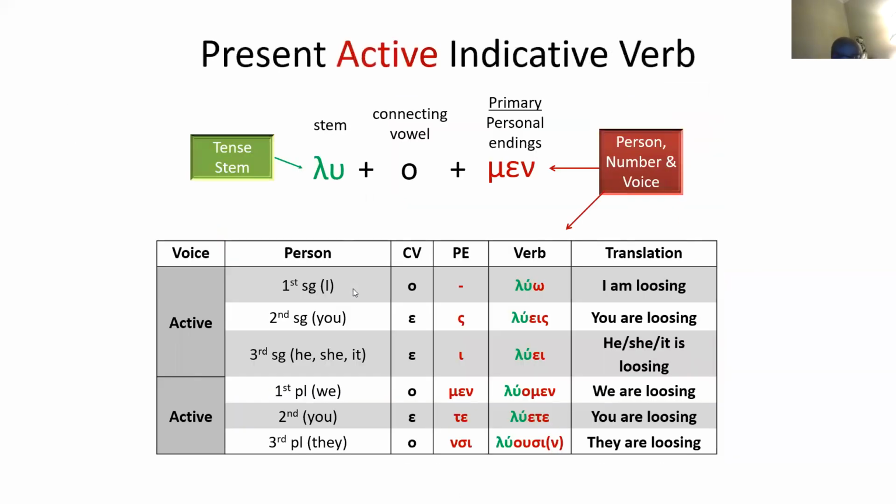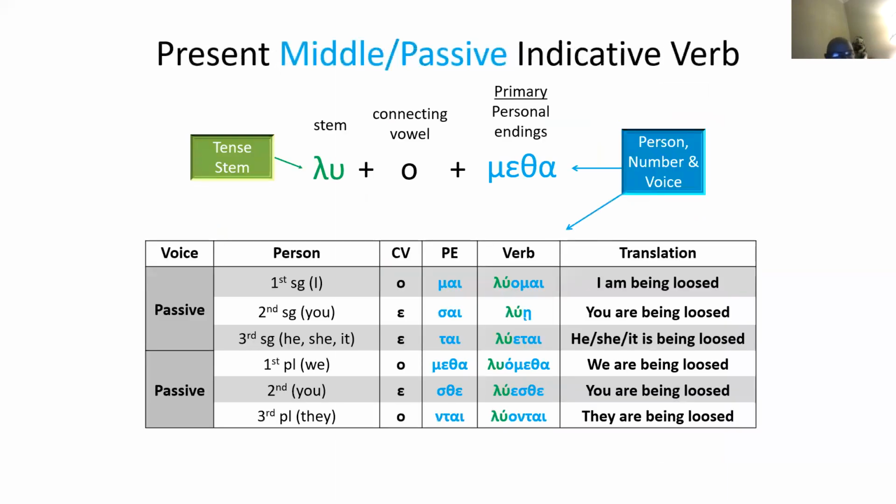So we did our present active. I want to show you a couple other things. So this is just an introduction, just to show you it works the same, except we use a different set of endings to indicate a different voice, middle and passive. Still the same present tense, same mood indicative.